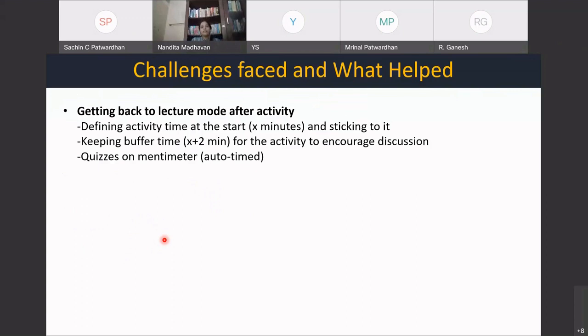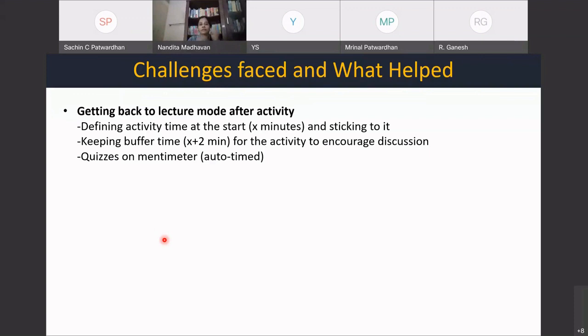So these are some of the challenges that I faced and what helped. Here again, talking to colleagues who have tried these things is very helpful in coming up with solutions. One problem which I faced initially was getting back to lecture mode after an activity. Especially in a larger classroom, the activity gets students excited, people are working on it. So getting the class back to you after the activity, if you want to start talking, is sometimes challenging. Defining the activity time at the very beginning helps quite a bit.